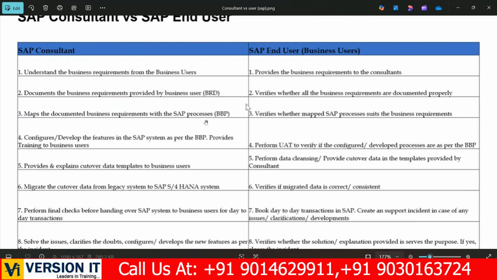Step 5: map the business requirement document with the SAP process. Like, sir, will you present any one example? Fine. For example, the client uses Tally.